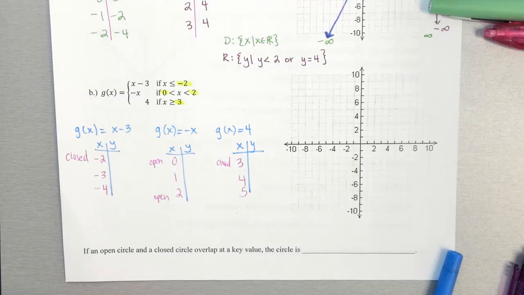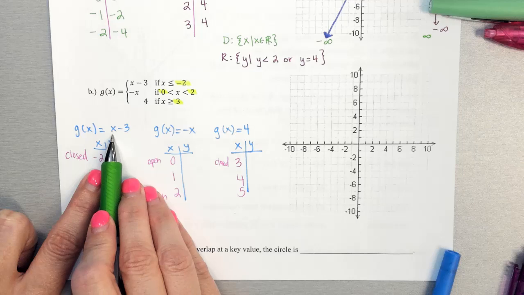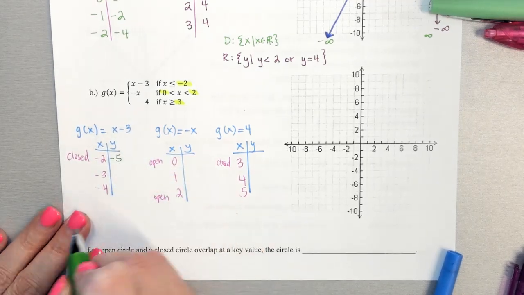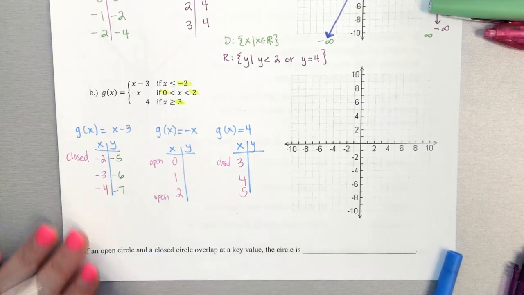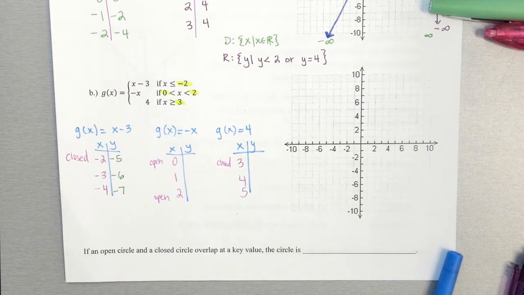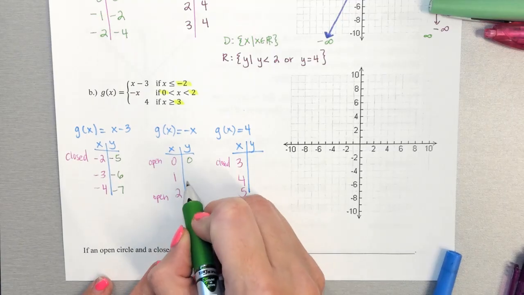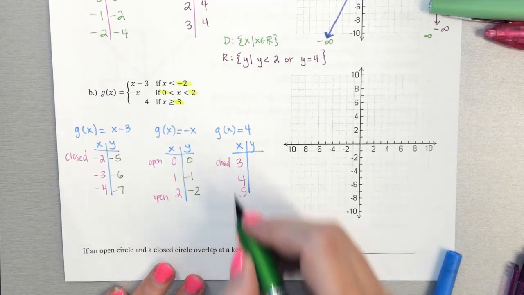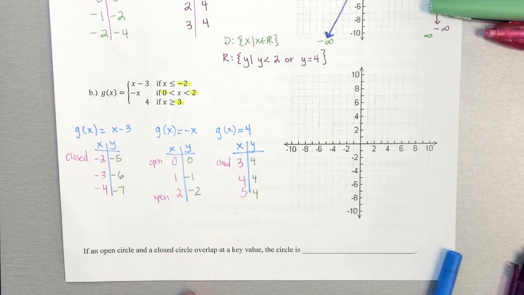Okay, so then let's plug it in and find our y. So we're plugging it into each g of x. So in this one, negative 2 minus 3, negative 5. Negative 3 minus 3, negative 4 minus 3. Okay, and then negative 0 is just 0. And then I have negative 1, negative 2. And then if it's a straight line, those are all going to be 4.